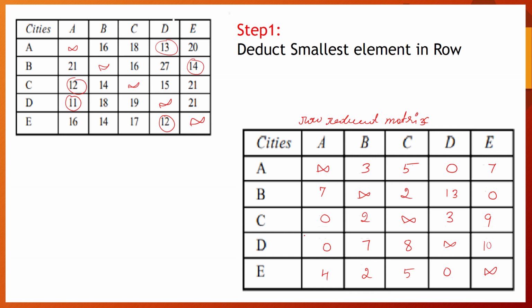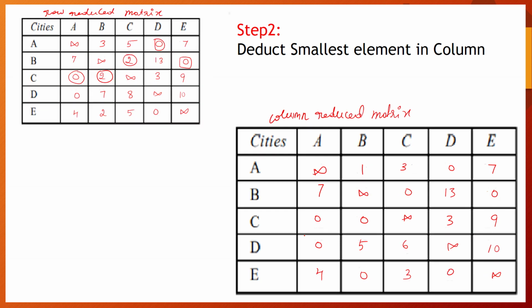In step 1, initially we converted that M into infinity, I mean, we considered it as infinity, and then we deducted the smallest element in the row. In each row we found the smallest element and removed it from the other elements. So finally we get the row reduced matrix. In the next step we do the same thing in the column. The source matrix is the row reduced matrix. Here we find the minimum element along the column and remove that element from other elements in the column. So we get the column reduced matrix.